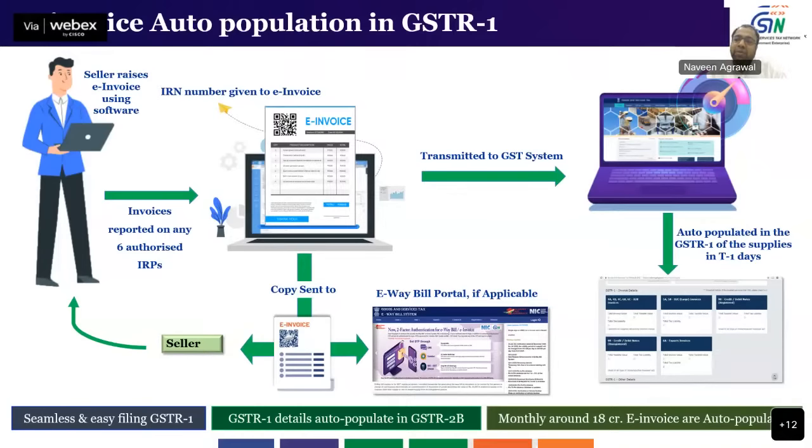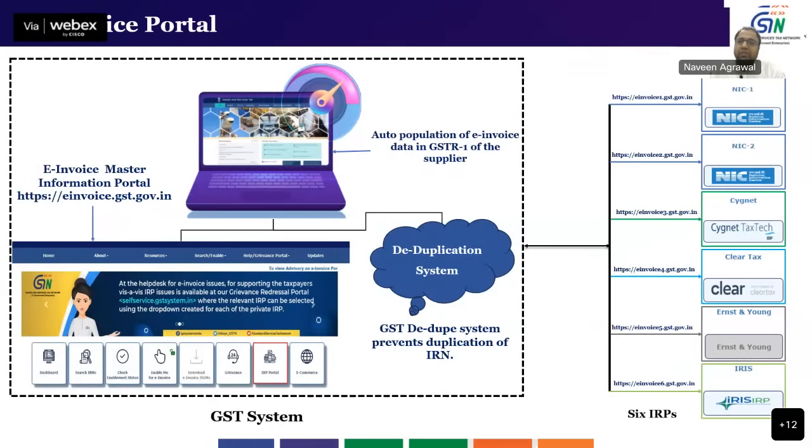At the same time, the IRP portal transmits a copy of that invoice to the GST system, which gets auto-populated in your GSTR1. At the same time, if you have a requirement for an e-way bill, a copy is also sent to the e-way bill portal, and you get an e-way bill for the same invoice, which is again transmitted back to you. So this slide gives you an overall overview of the journey that an e-invoice has in the GST system, from the seller to the IRP portal to the GST portal and back to the seller and the buyer. So this is the overview of how it currently works.